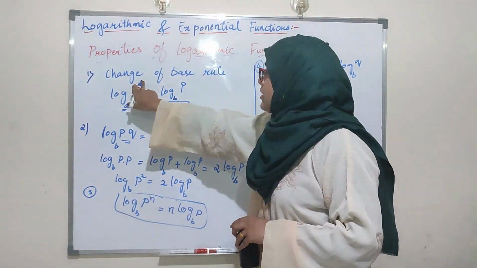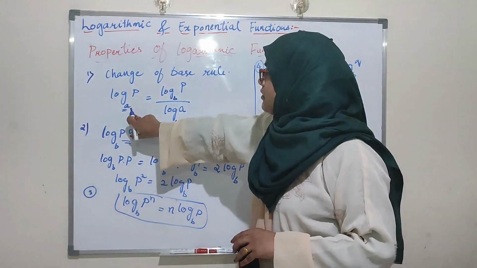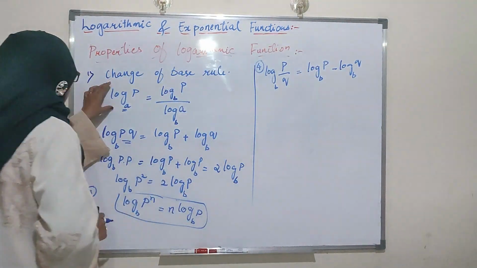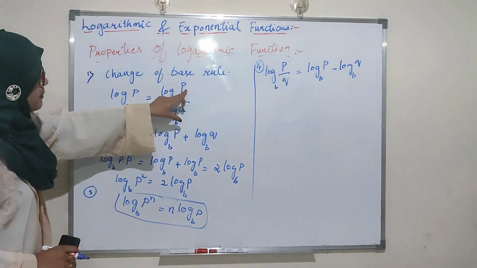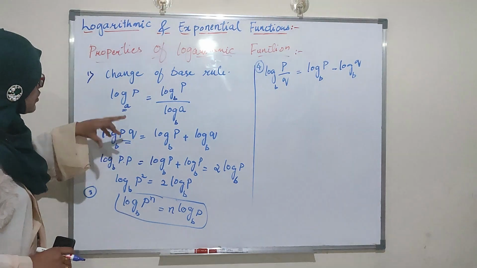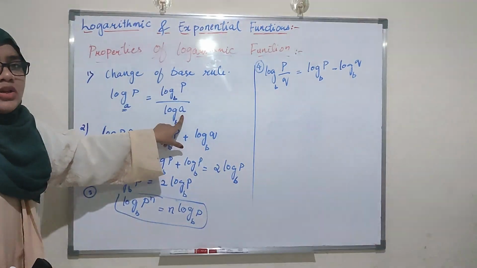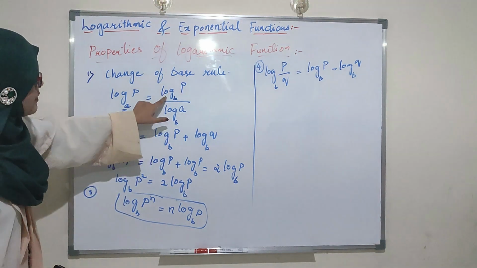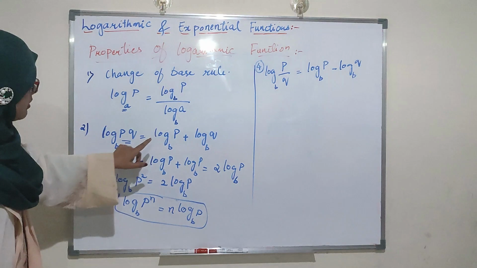So the first one is the change of base rule. In this property, we are changing the base of the given equation. Means we are having log of p to the base a. We can write this as log p divided by log a. How to write the base is very simple: the base goes into the denominator on the right hand side. Then we take the base in general as b, where b is any real number.